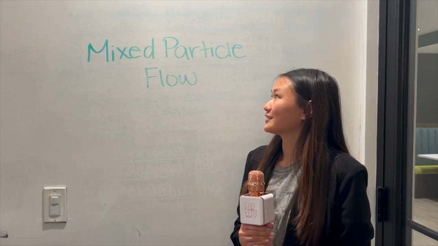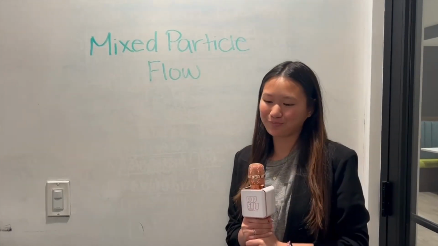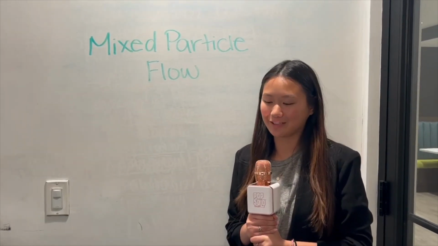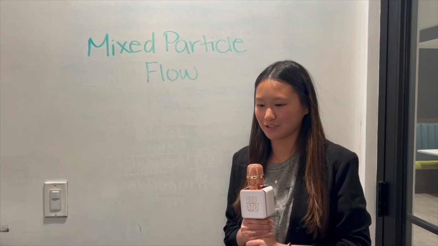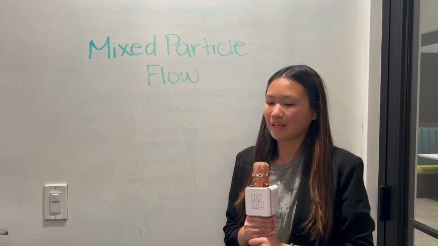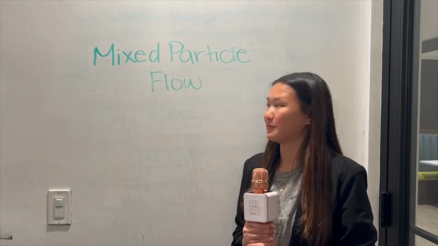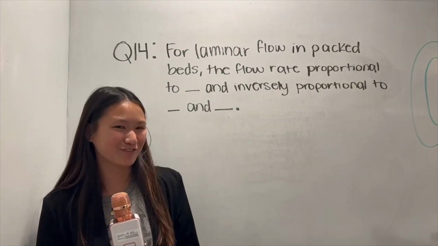What is mixed particle flow? That is correct. The answer was mixed particle flow. This equation takes into account the shape factors of varying materials, where dpm is the effective mean diameter of the mixture. On to question 14.